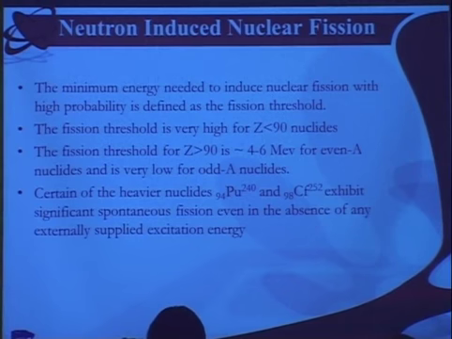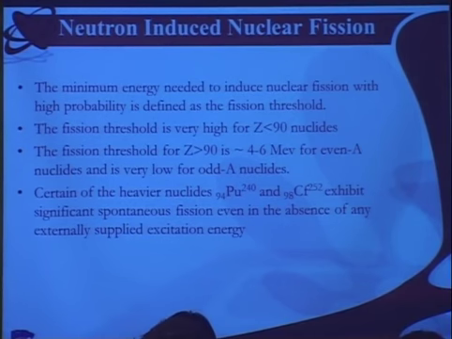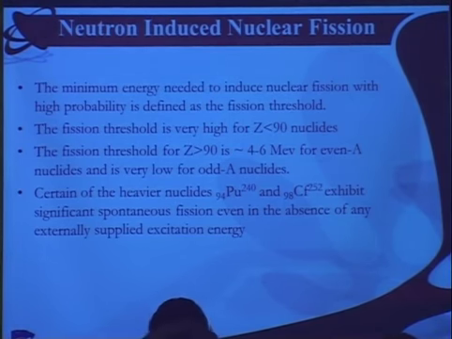So certain nuclides like plutonium-240 and californium-252 exhibit a significant spontaneous fission. Without any touch from anywhere, you will find that the nucleus will say, oh, I have excessive energy inside me, so I will just split to release some energy, and it will produce a neutron. And this is the californium. This californium is being used in the nuclear industry as a neutron source.